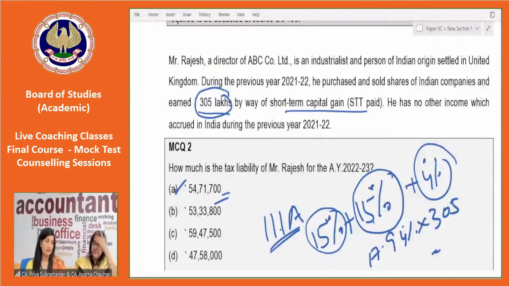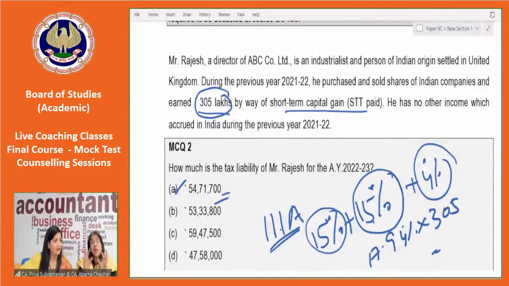Yes, and determining residential status, of course, plays a very important role in international taxation. The taxability of that person will completely change depending on the residential status. That information you have to find out. You have to identify the residential status.